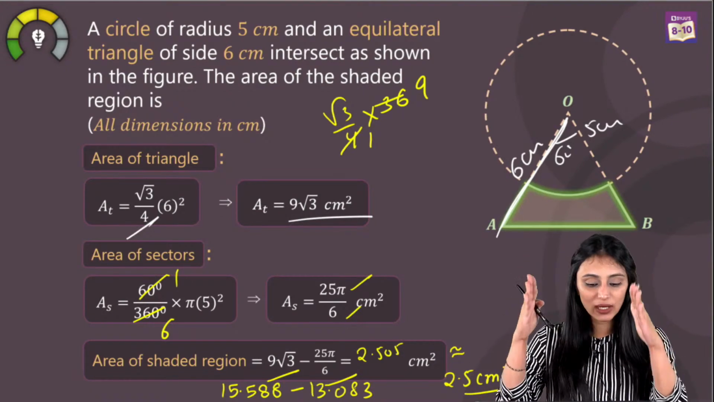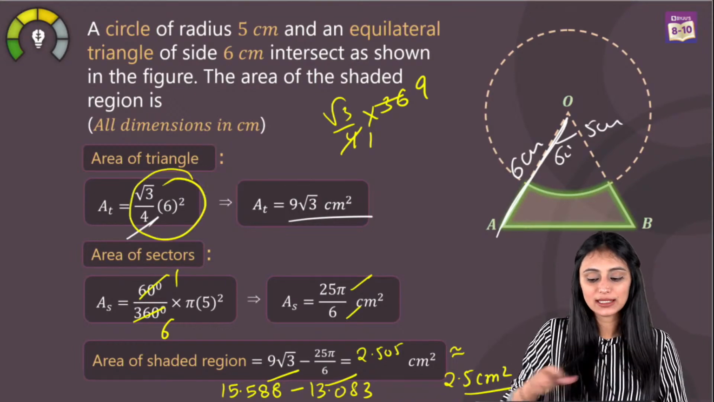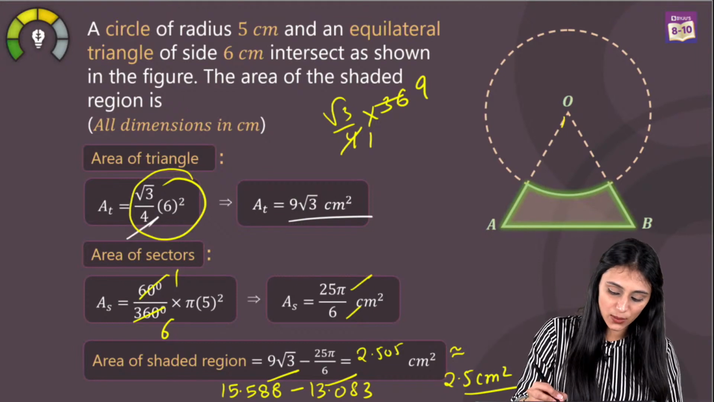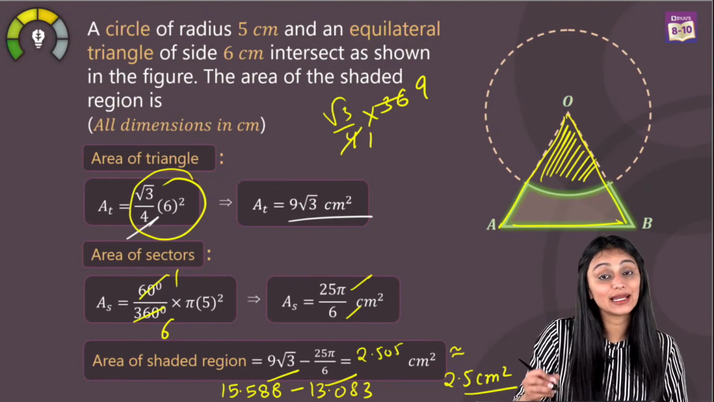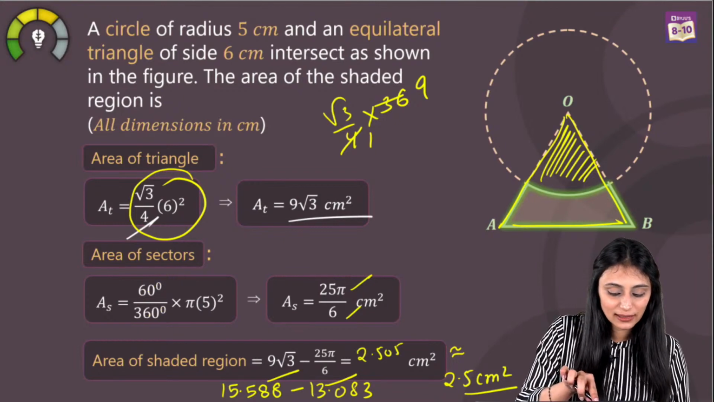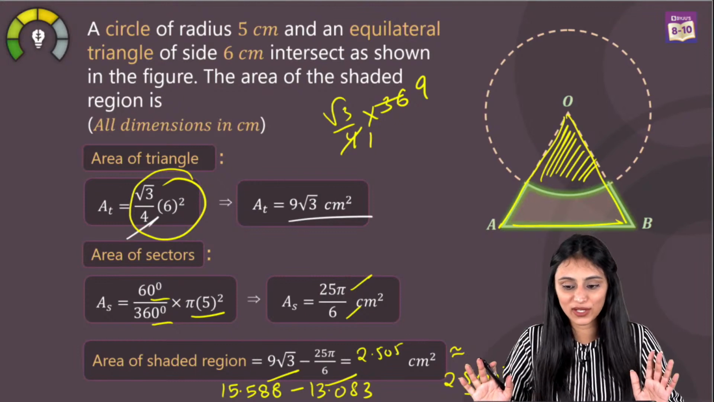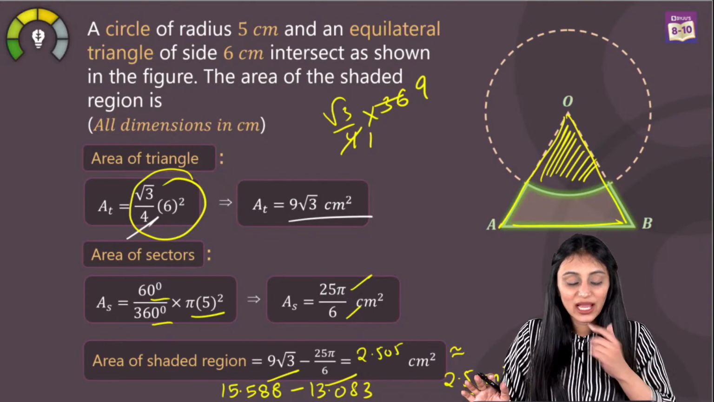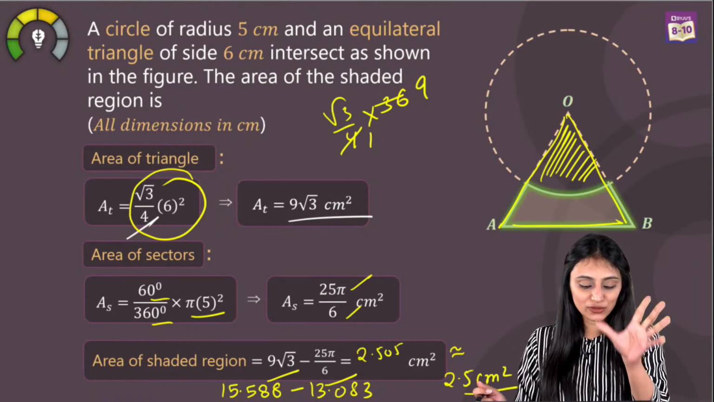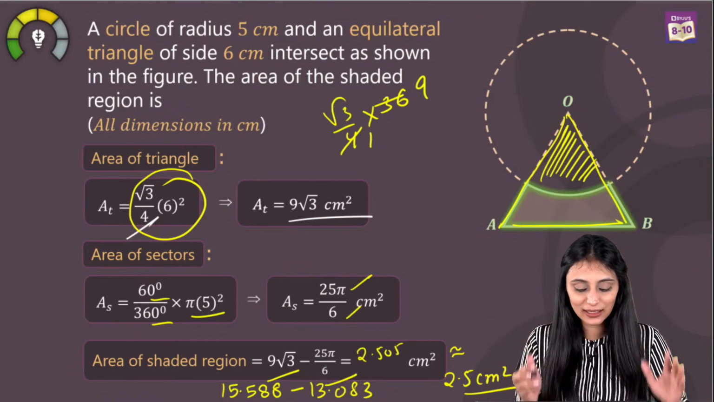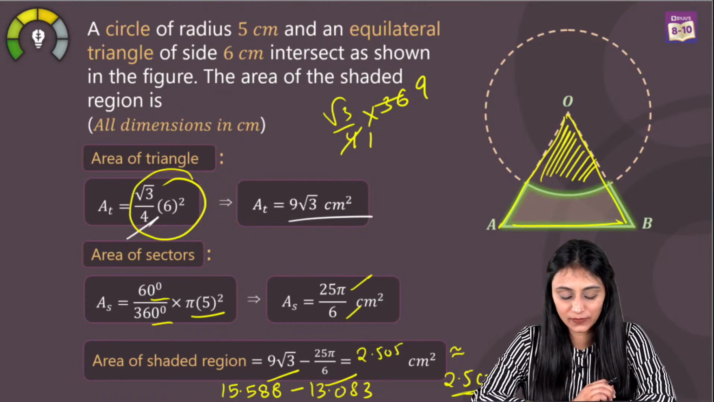So from the area of an equilateral triangle, that's root 3 by 4 into side square. This is the equilateral triangle that you have. From this, we have subtracted this sector. What is the area of the sector? That's 60 by 360 into pi r square. All the values are given in the question. Simply, we have calculated the area of the triangle and the area of the sector, we subtracted it, and we got 2.5 centimeter square.